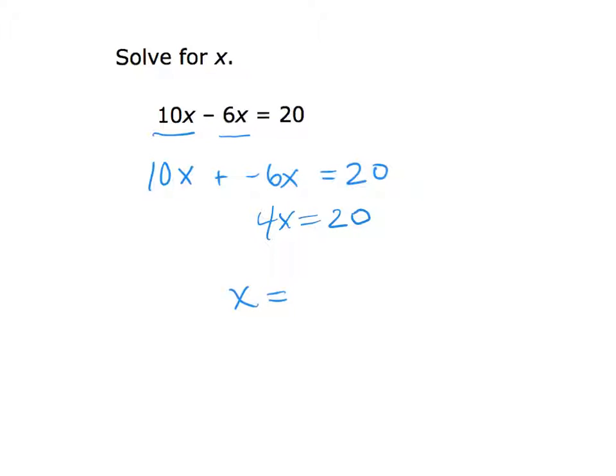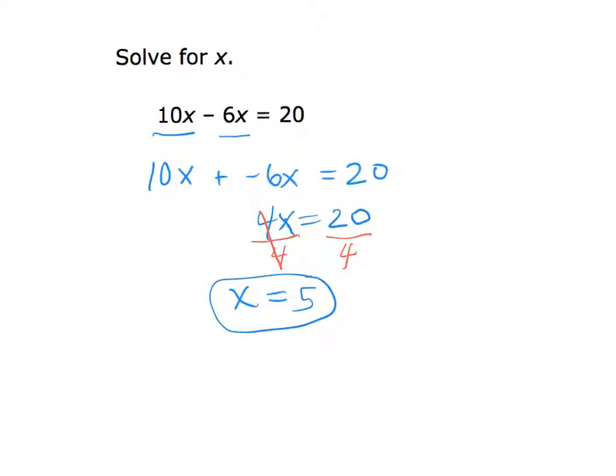And x is being multiplied times 4. So we know the way to undo that is going to be to divide both sides by 4. 4 over 4 is 1, which gives me 1x, and 20 divided by 4 is 5.